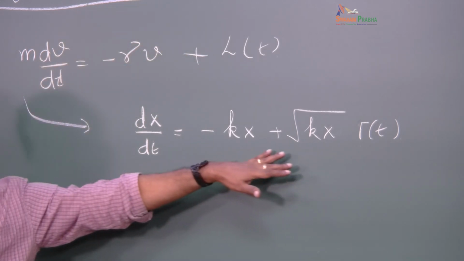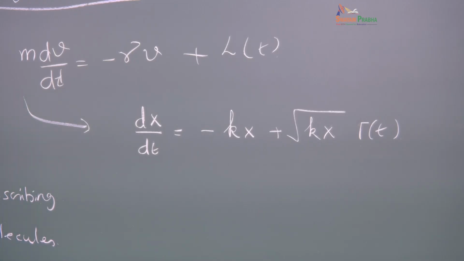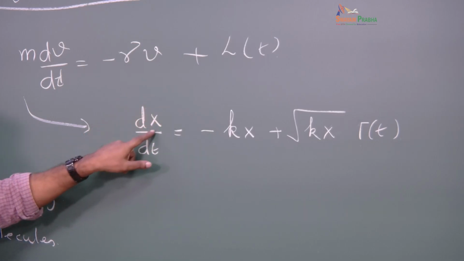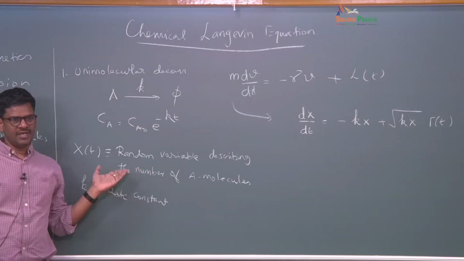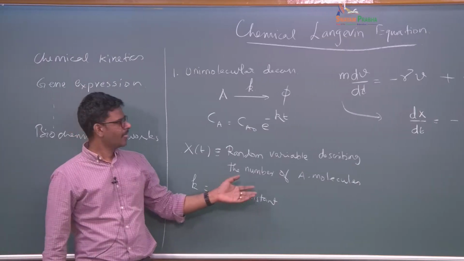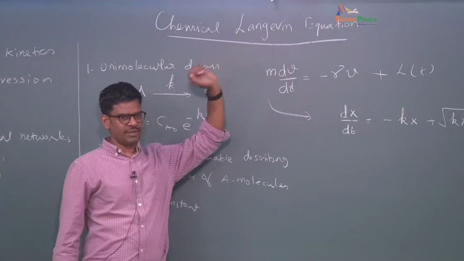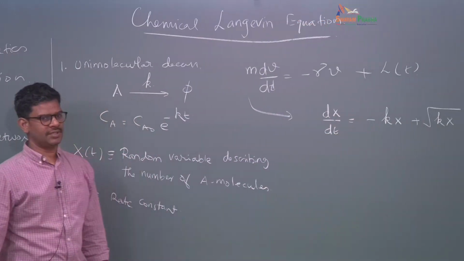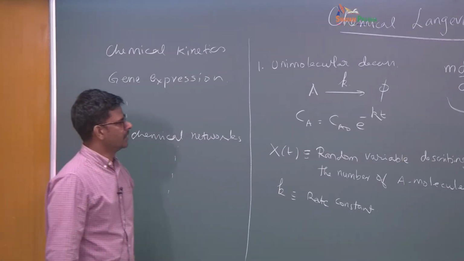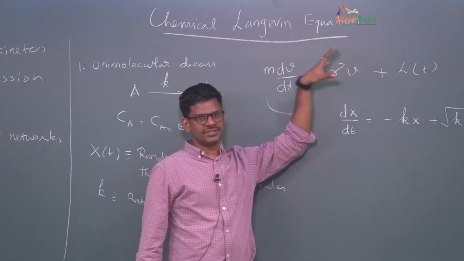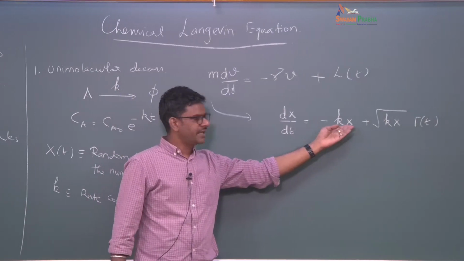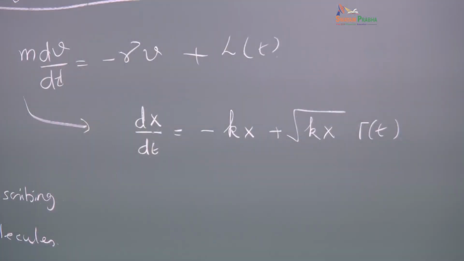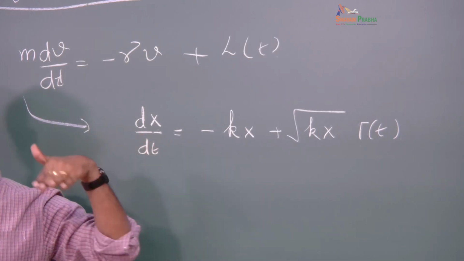If you look at this Langevin equation and then at this chemical Langevin equation, you can see a lot of similarities. You're looking at the rate of change of some random variable x. Here x means the amount of A molecules present in a reactor. Here v means the velocity of a Brownian particle. So we are looking at how velocity changes here. Here we are talking about how the number of molecules of A changes. Here the drag force resists the particle motion. Here this minus kx describes the decay process, A converting into something else. The minus sign basically means that x is decreasing with time.